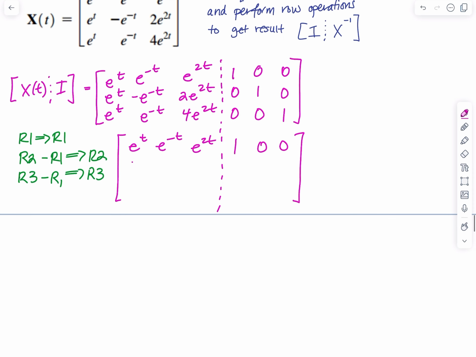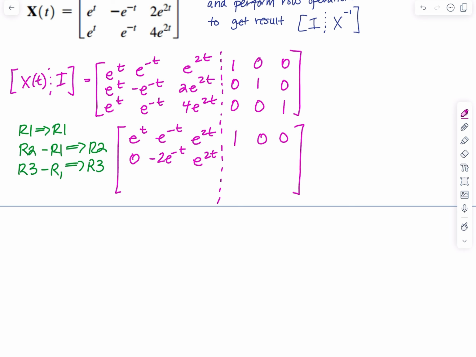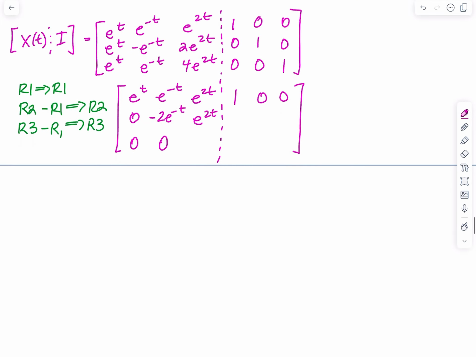For that first entry. And then we're going to have negative 2e to the negative t, and of course an e to the 2t. We end up with another 0 here and another 0 here. With row 3 minus row 1, we have 3e to the 2t. And of course, doing those same operations, we will have row 3 minus row 1. So that's a -1, a 0, and a 1.